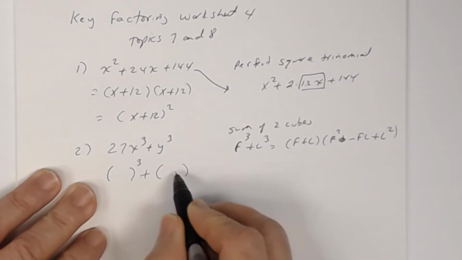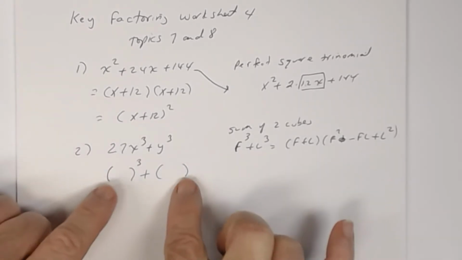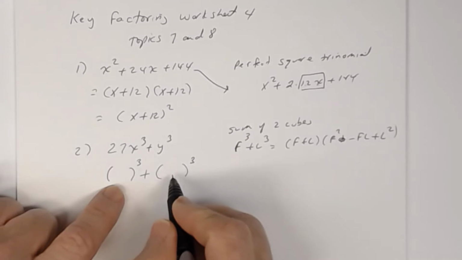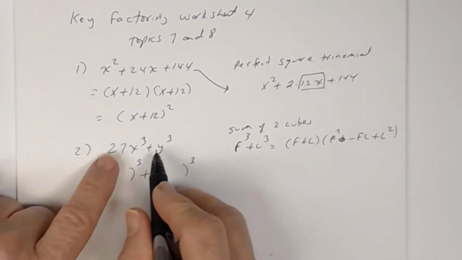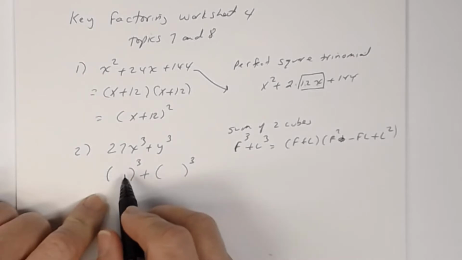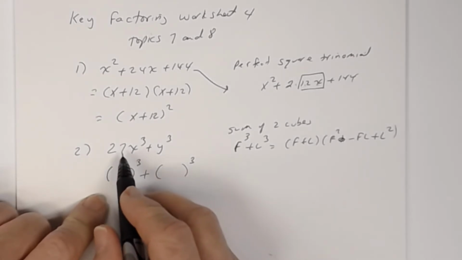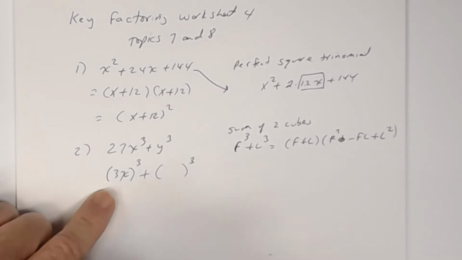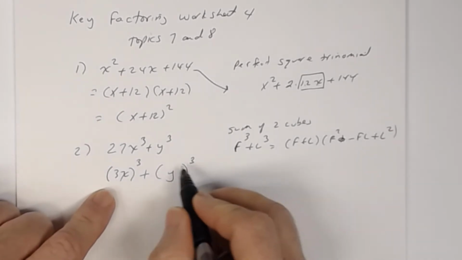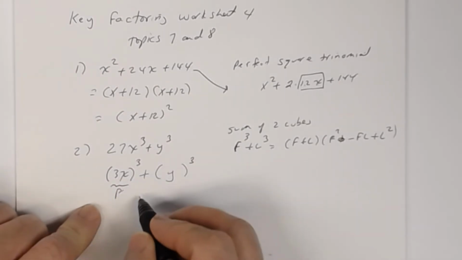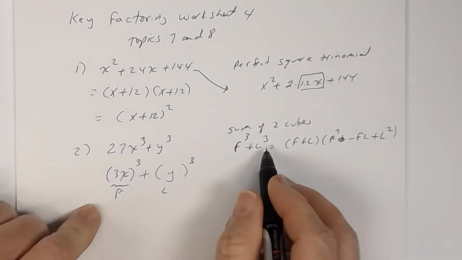Well, if I can factor this as the sum of two cubes, then I can fill in these parentheses, and when I cube that, I'll get these two terms back. So in other words, 3x times itself 3 times is 27x cubed. So 3x goes inside the first parentheses. y times itself 3 times is y cubed. So this is your f here, and this is your L that goes here.